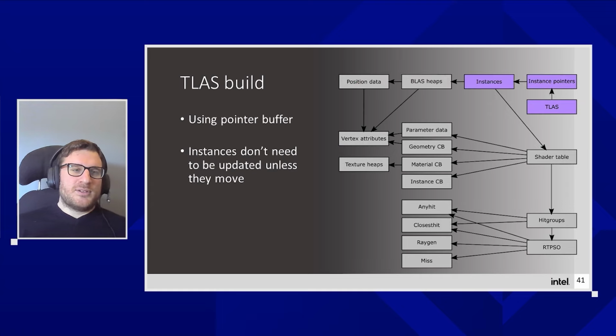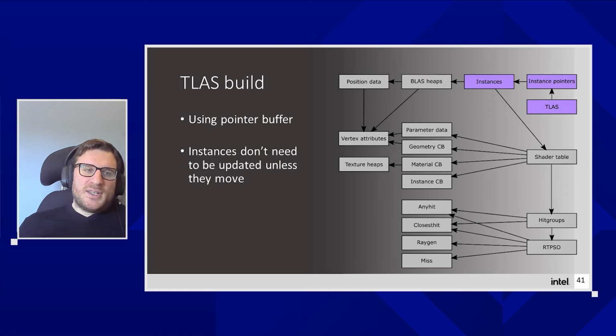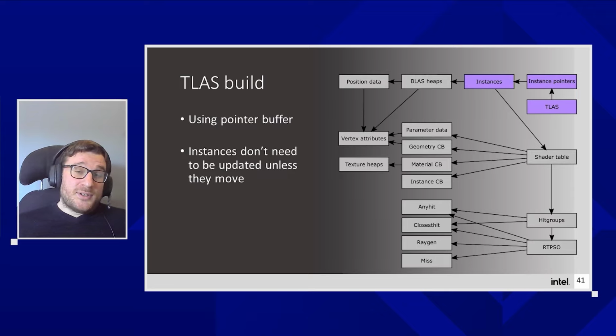The final step that we do is the TLAS build. This is done using a pointer buffer, which is a pointer to this other instance buffer. Instances are what connect the shader table and the BLAS, basically. We do this with a pointer buffer because the instance buffers are updated via sparse copy, so we don't need to update all of them at once.